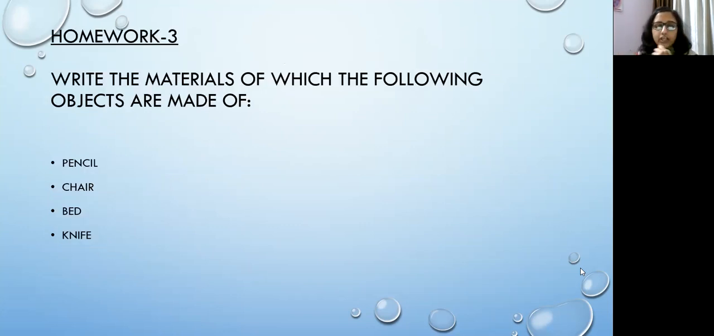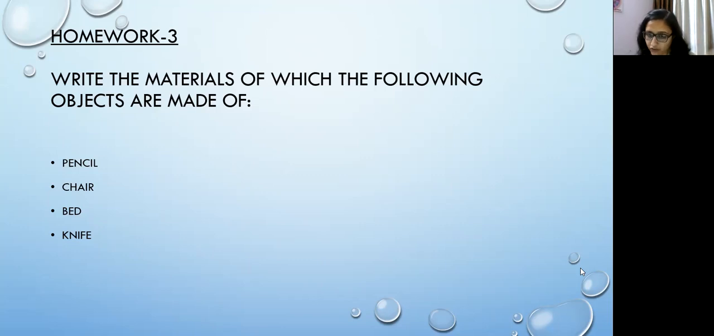Now, another homework is there for you. This is question number 3. Write the materials of which the following objects are made of. So what you have to do in this, write the materials of which the following objects are made of.